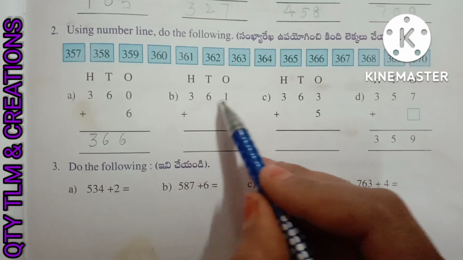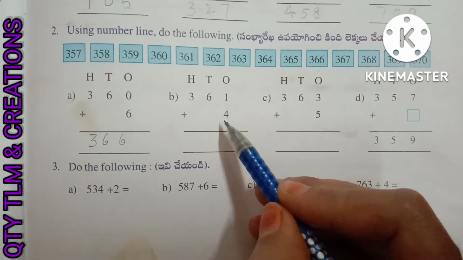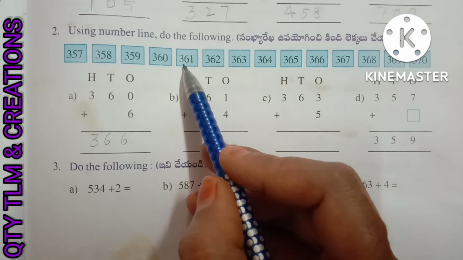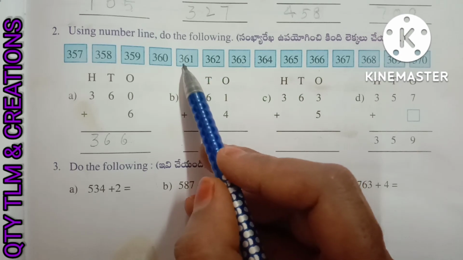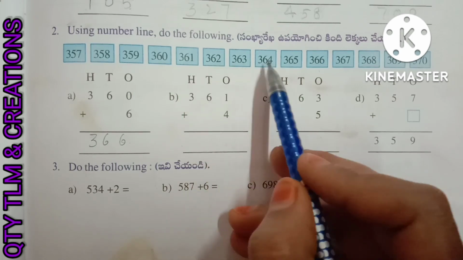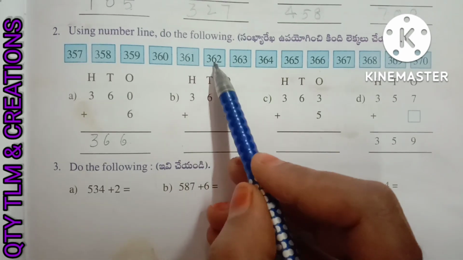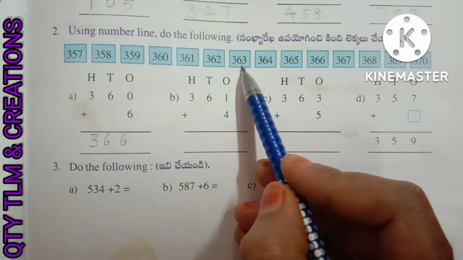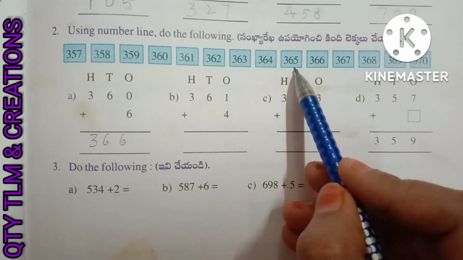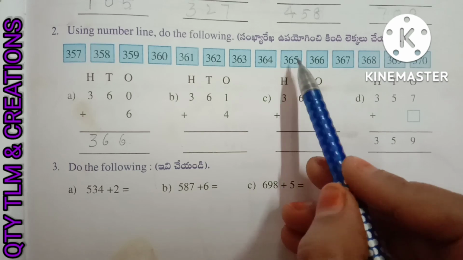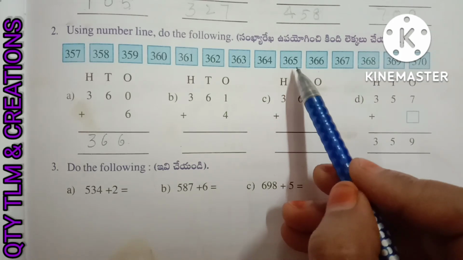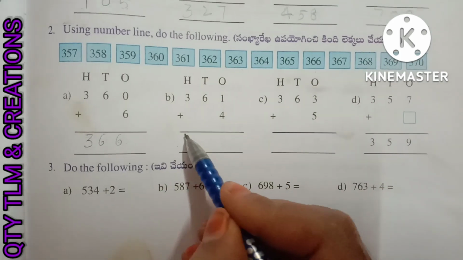Next, B, 361 plus 4. Here we have to find the number 361. So here it is, 361. So we have to start from 361 and move 4 places forward. So 362, 363, 364 and 365. So we are at 365. So 361 plus 4 we get 365.